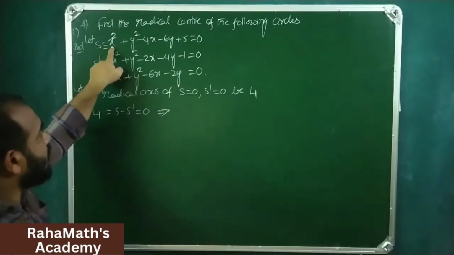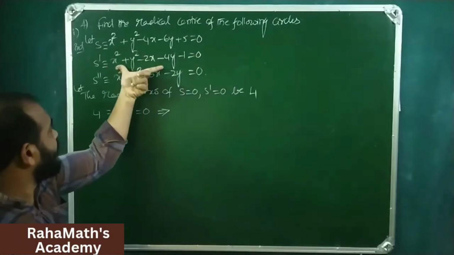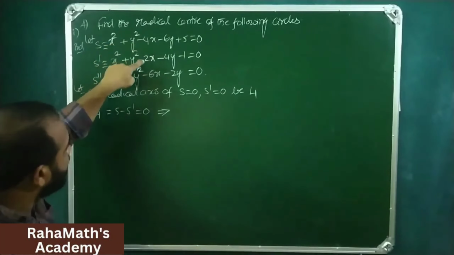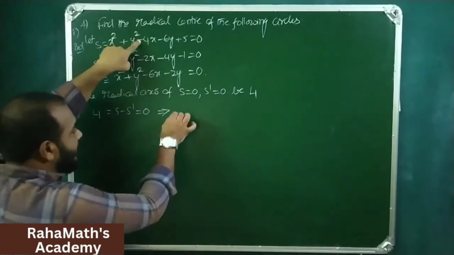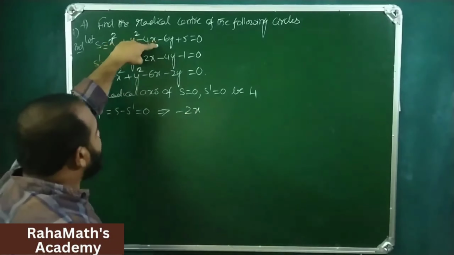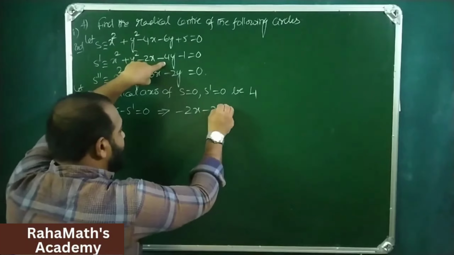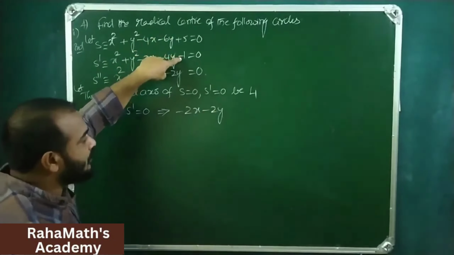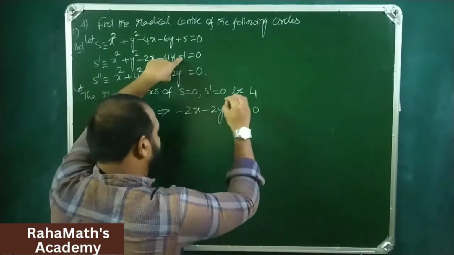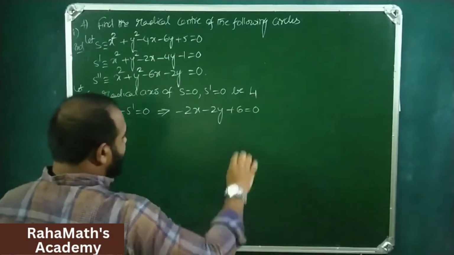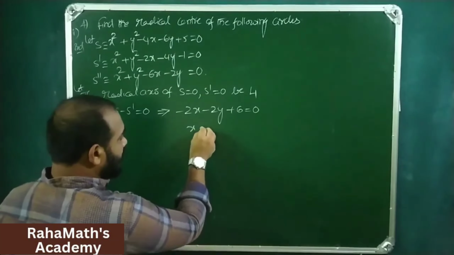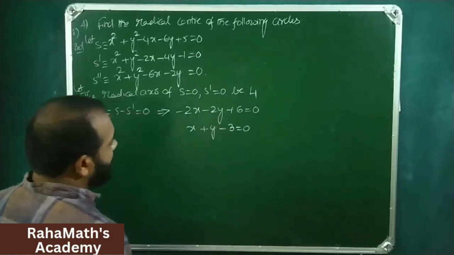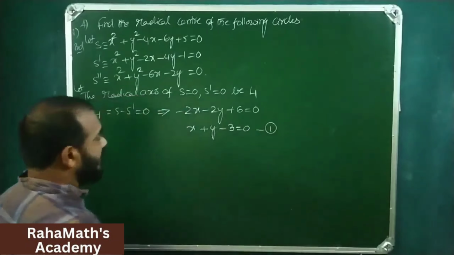So x square plus y square, this minus of this. X square cancels, y square gets cancelled. Minus 4x minus of minus plus 2x. So this is minus 2x. Minus 6y plus 4y is minus 2y. 5 minus of minus 5 plus 1, 6, is equals to 0. If you take minus 2 as common, then x plus y minus 3 equals to 0. Let us suppose that this is equation 1.